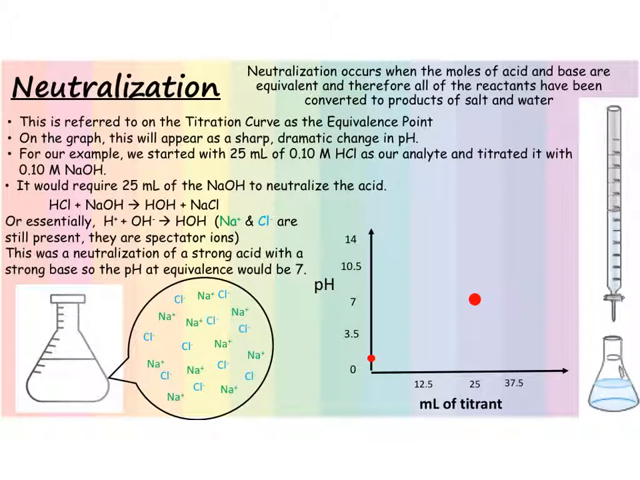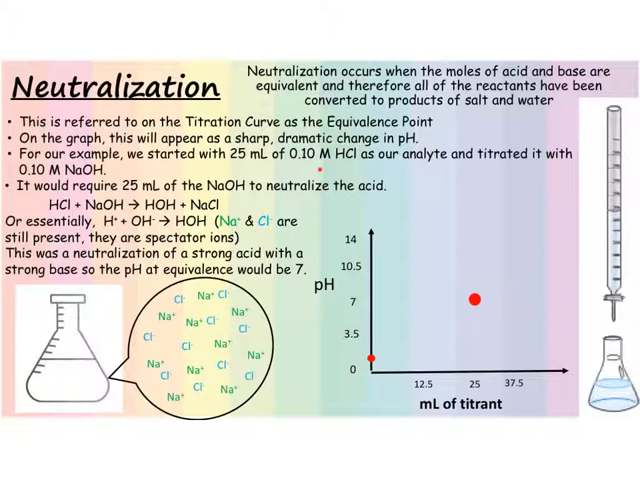Okay, now remember that we started with the 25 mL of the 0.1 molar HCl, and we titrated it with the 0.1 molar NaOH. Okay, so first thing we need to do is we would have to determine the volume that we would expect to need in order to neutralize this acid.